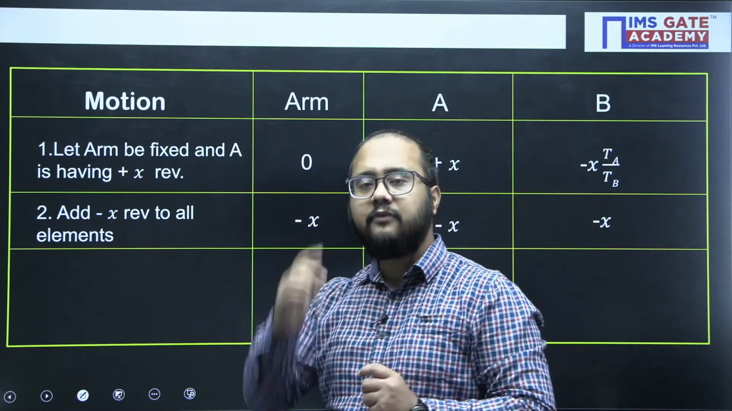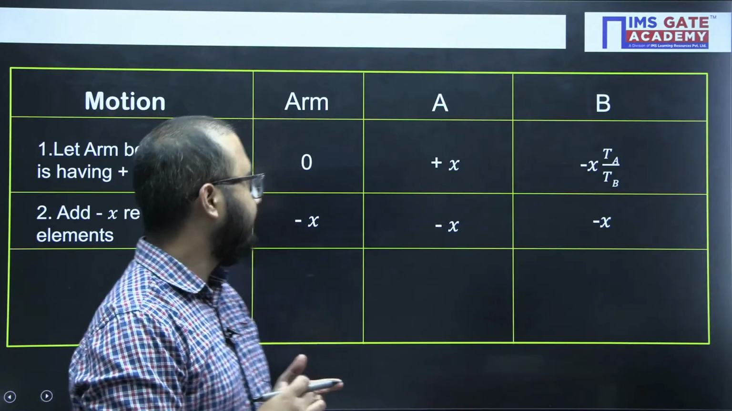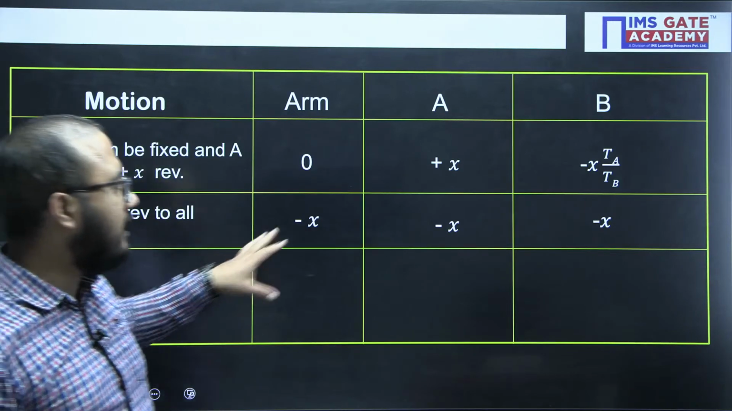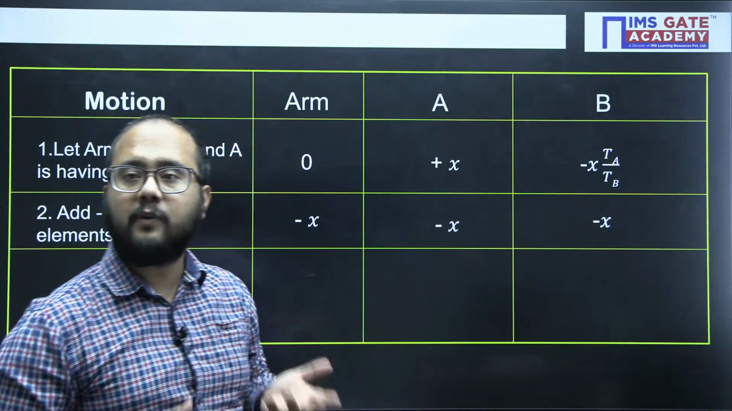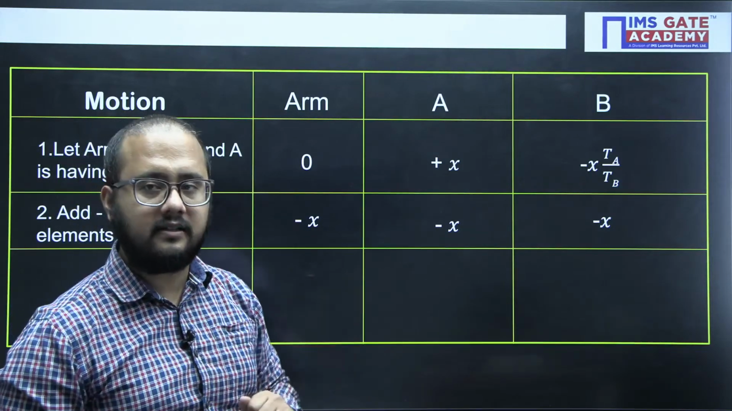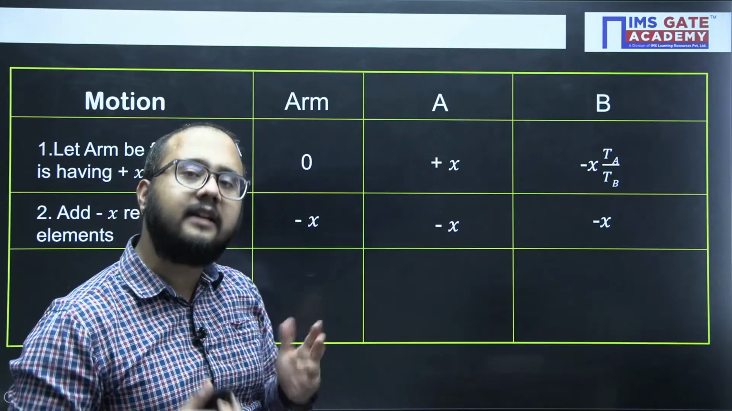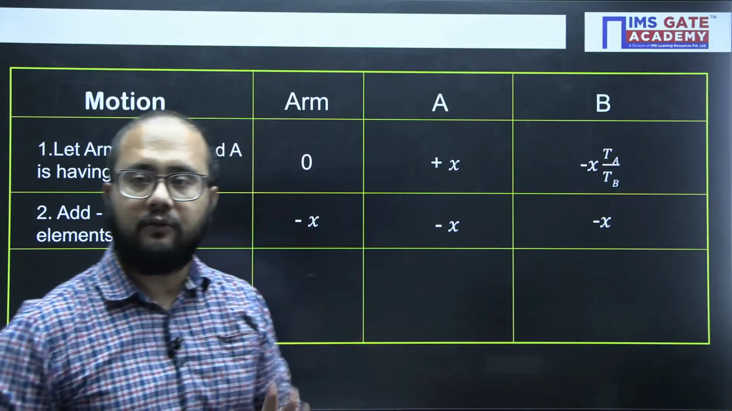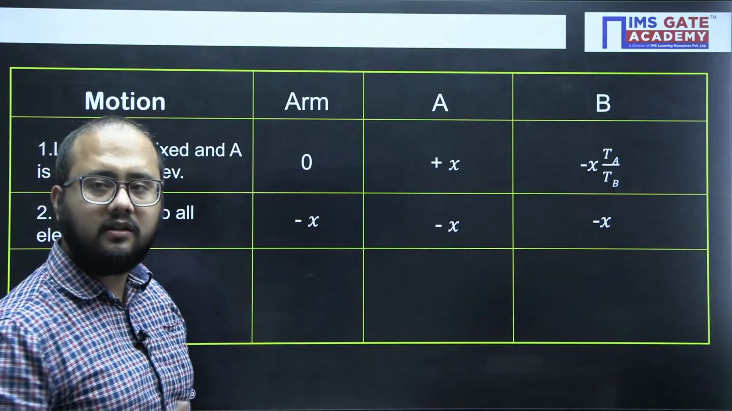Now you will say, sir, why are you considering this step? What are the logics behind those steps? Please understand here. If I don't add minus x here, then ultimately A will have some velocity, which is not possible as far as the given question is concerned. Because in the question, gear A is fixed. So what should be the resultant value of gear A? It should be 0, right? That's why I have given minus x to all the elements of the gear train.